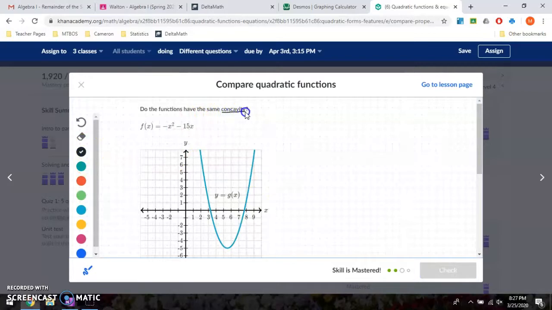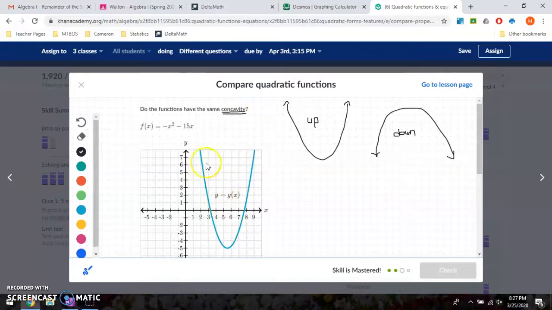Ooh, all right. Now here's a new word. We have concavity. I've been talking about whether it is smiling, facing upwards like this, or facing downwards like this. A fancier way to say it: if it is smiling, this is concave up. And if it is frowny, a better way is to say concave down. All right, so this one is asking, do these functions have the same concavity?